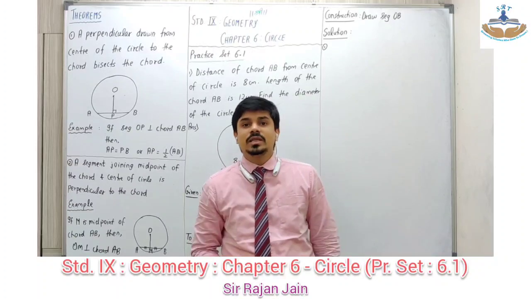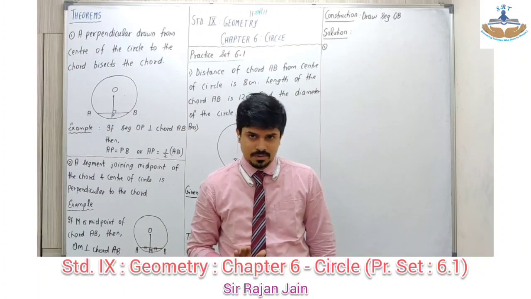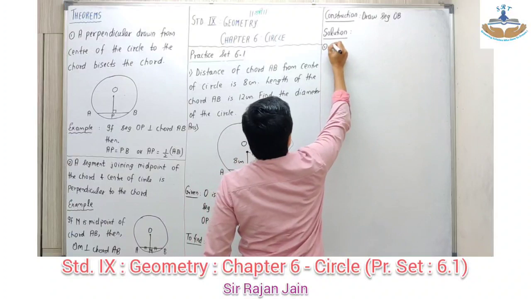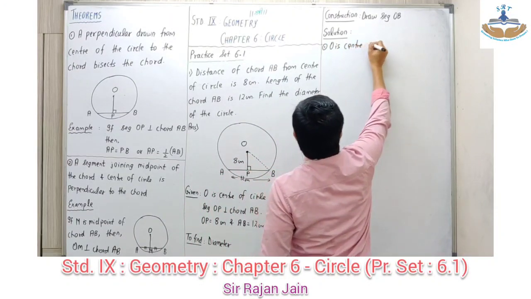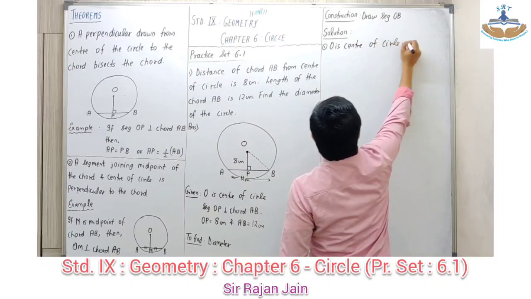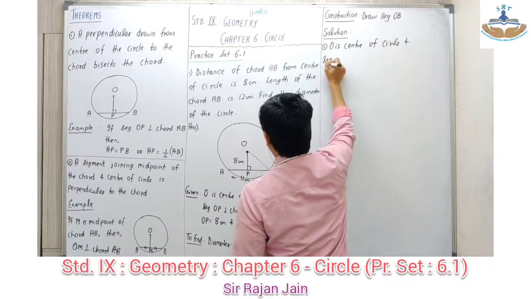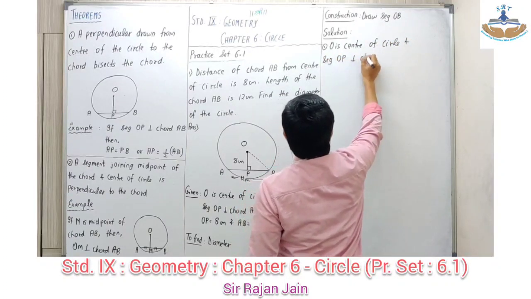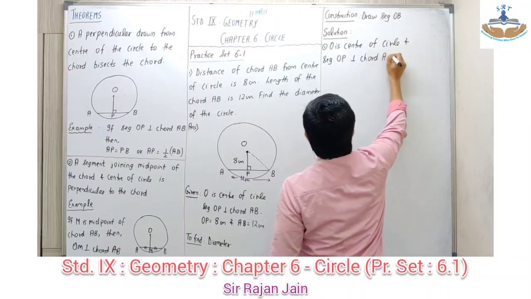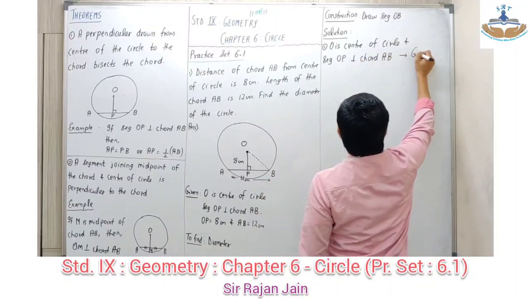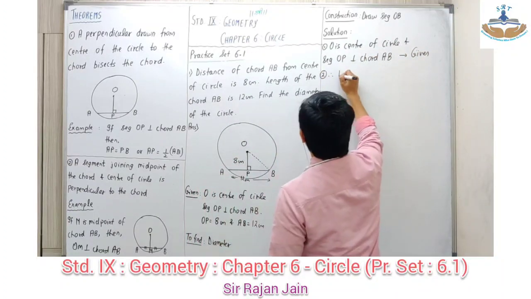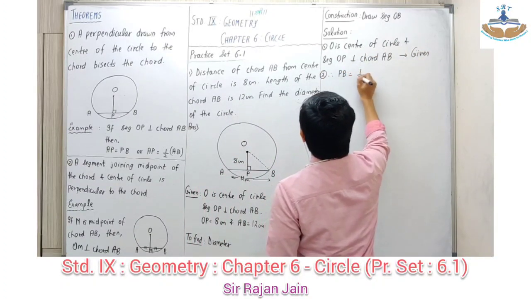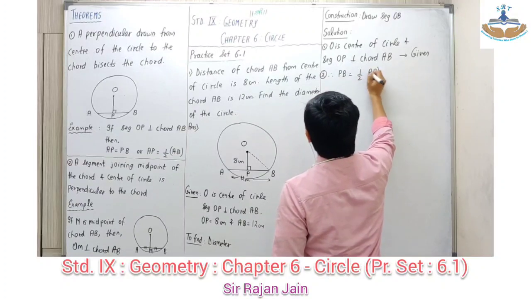Only then you can write the conclusion of the theorem. Okay? So I say that O is center of circle and segment OP is perpendicular to chord AB. This is what is given in the question. ये मेरा condition हो गया. Therefore, I say PB is half of AB.